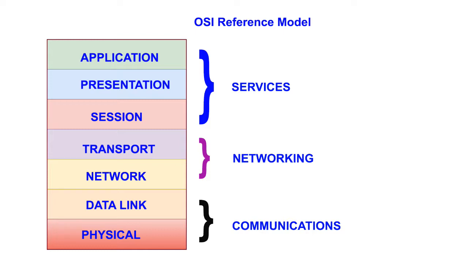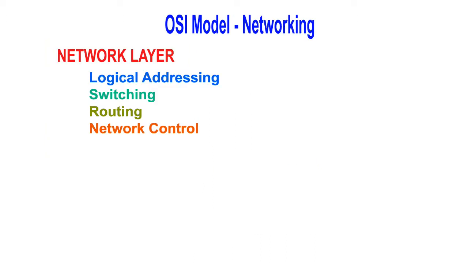Remember one thing: the network layer is only concerned with getting the datagrams to their destination. In general, the network layer has four functions: 1. Logical addressing, 2. Switching, 3. Routing, and fourth is network control.